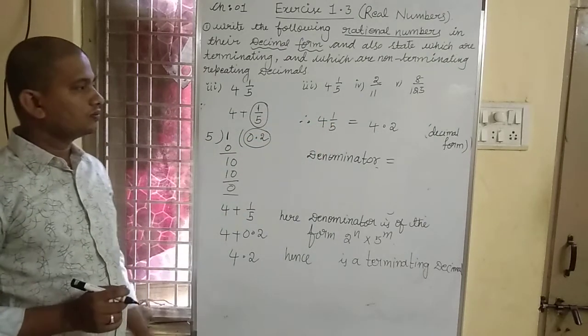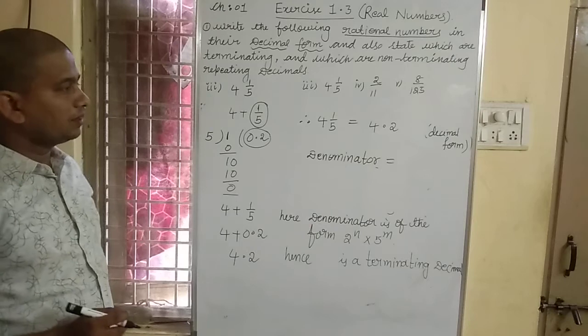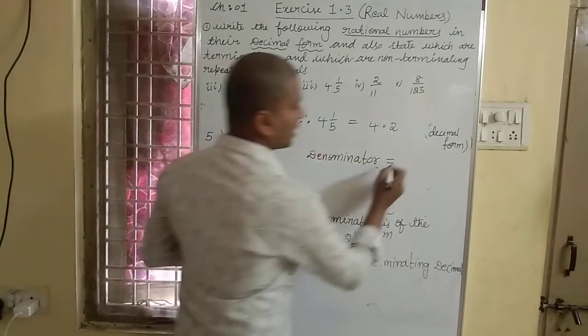Right? Now, what is the denominator here? Here our denominator is 5.